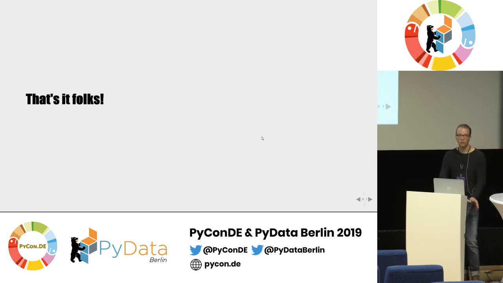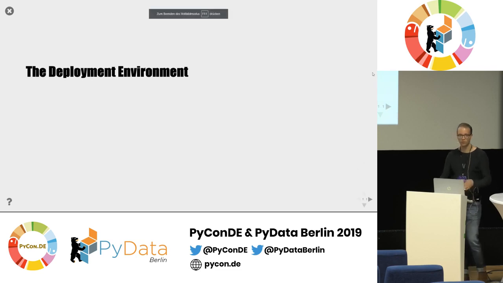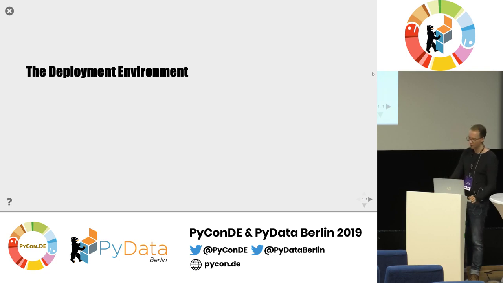Now we're going to head over to our deployment system and see how it all works out. To do that, we are just going to use another Jupyter notebook, which is not only separate from the first Jupyter notebook, but also runs in a separate virtual environment, so that we really have a clean cut between our development and our deployment system.